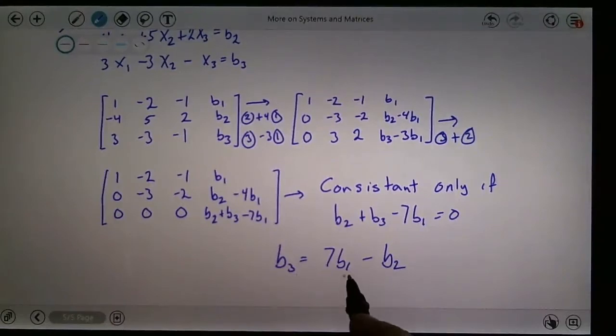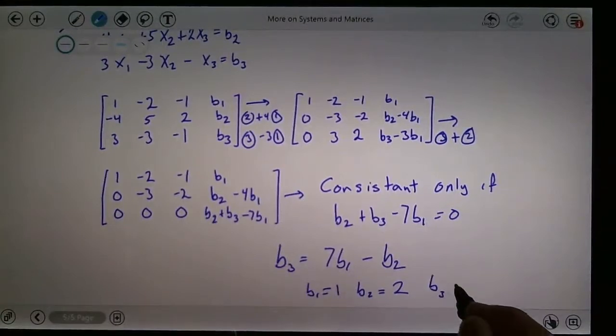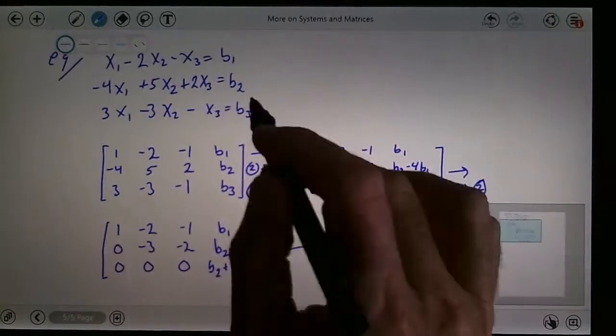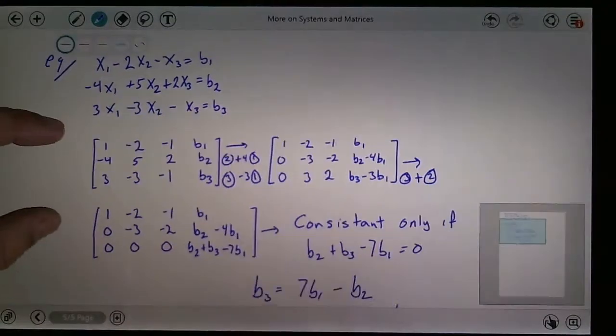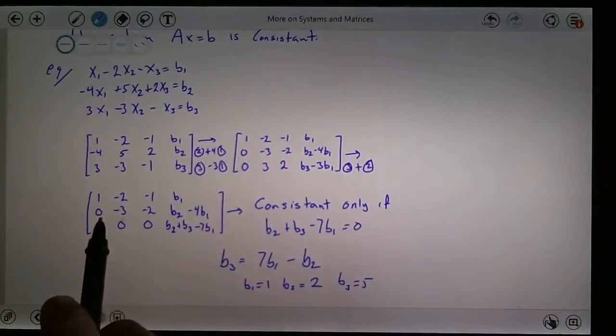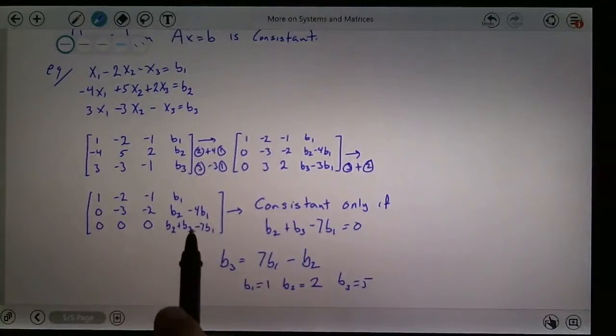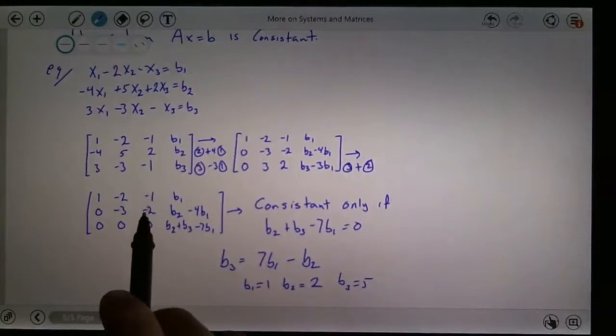So if you chose, for instance, B1 equals 1 and B2 equals 2, then 7 minus 2 is 5. I need B3 to equal 5. And if I plug them back up here for B1, B2, and B3, then I have a system that is consistent, and I could find some solutions for x1, x2, and x3. Now, I happen to notice that yes, it'll be consistent, but because of this line here with a bunch of zeros, and I'm forcing this one to be 0, then not only will I have one solution, but I'll have infinitely many solutions because I will have a free variable here.